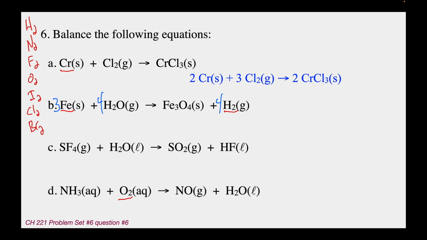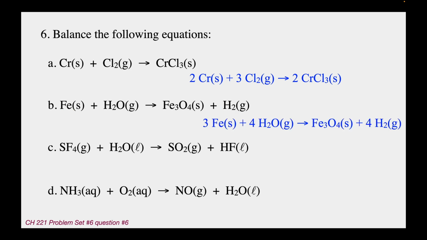So all of this looks really good. Let's see what the final answer is going to be. Lo and behold, everything is right. 3 irons plus 4 waters makes Fe3O4 plus 4H2.